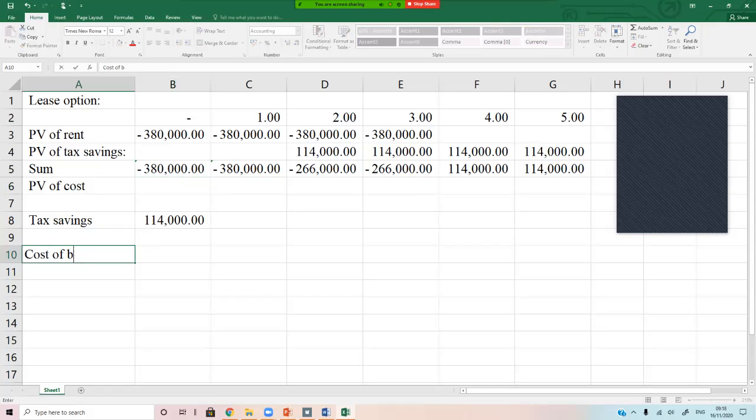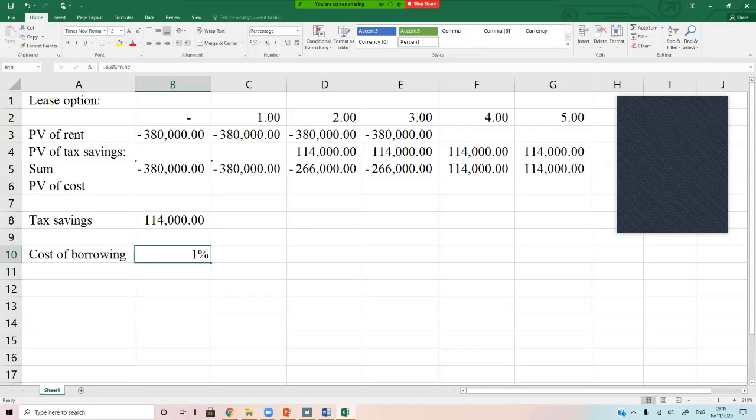The cost of borrowing will be equal to, you pay 8.6%, but this is before tax. Don't forget the interest you pay is tax deductible. Therefore, 70% of it is what the company bears, so 8.6% times 0.7. Let me put it in percentage here. That gives us 6%.